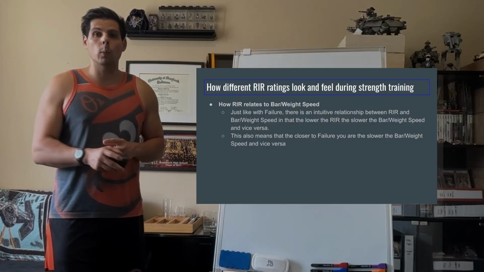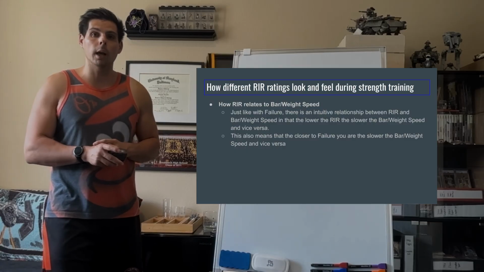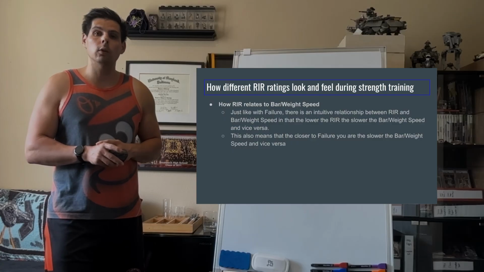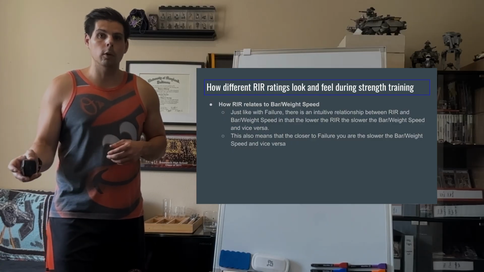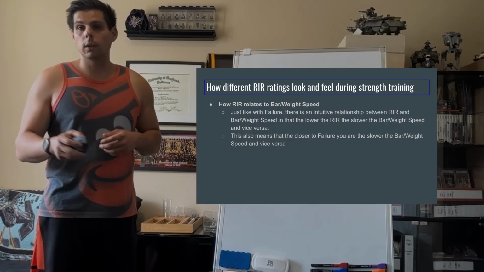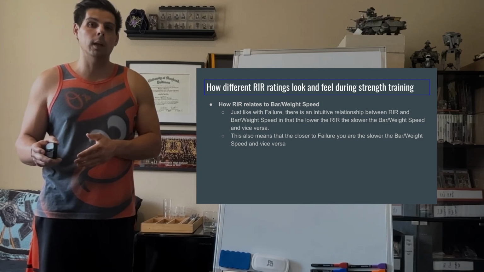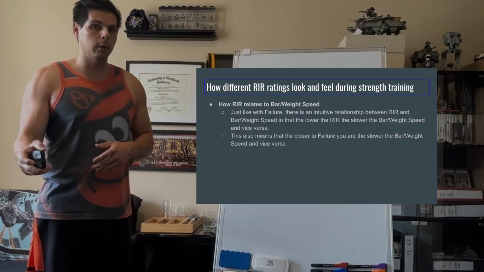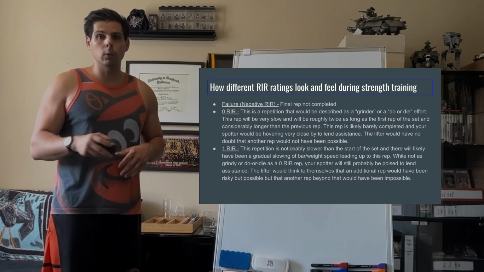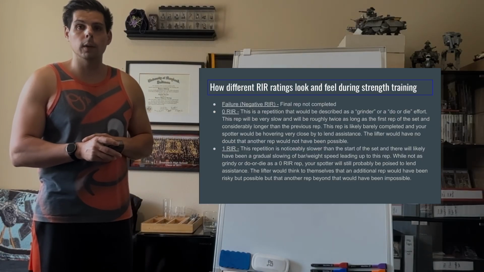And then bar/weight speed, similarly to failure, there is this same exact relationship with RIR, where the lower the reps in reserve rating is, the slower the bar and weight speed will have been, and then the more reps in reserve that you still have left, the faster the bar/weight will continue moving. Based on this, that also means that the closer to failure you are, the slower the bar/weight speed will be moving, and then the further away from failure you are, the faster the bar/weight will still be moving. So now we have those terms and those relationships determined. We can now look at how different RIR ratings look and feel during strength training.